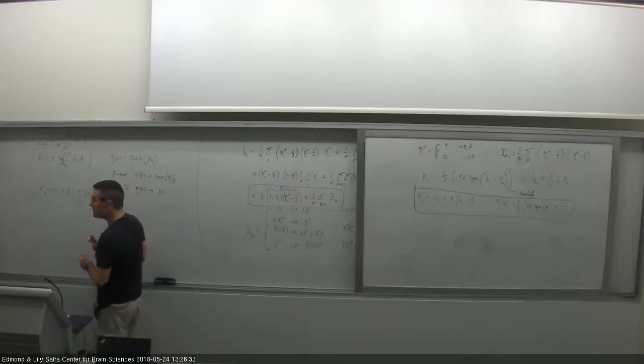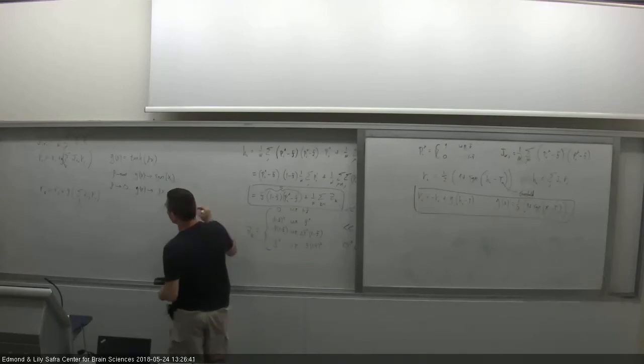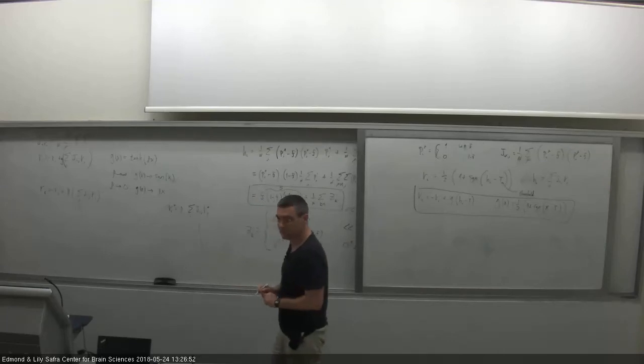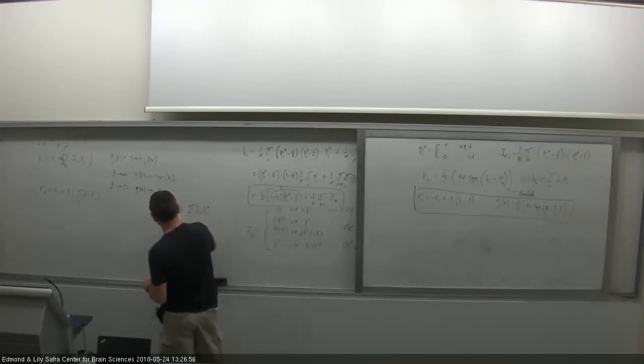Okay, let's write the fixed point equations. The fixed point equation would be Ri, let's call it Ri star, is equal to beta sum over j of Jij rj star. Or using vector notation, R is equal to beta J r.